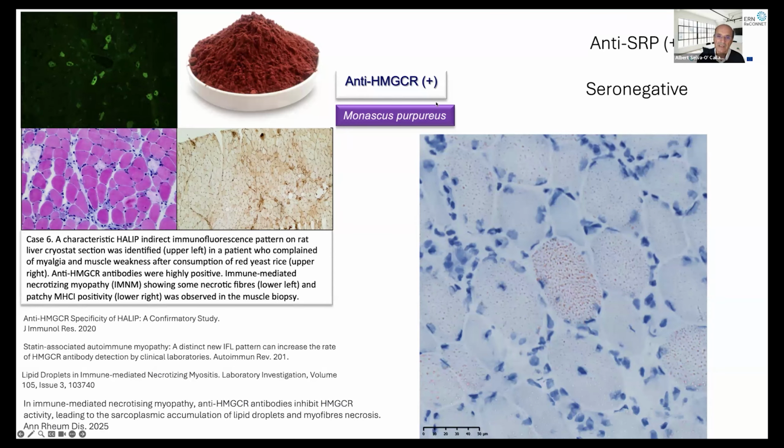Okay, so the antibodies identify different phenotypes, and we know, for example, for sure that patients with anti-HMGCR usually respond very well to intravenous immunoglobulin, not always anti-SRP, which sometimes needs to be treated with rituximab, mycophenolate, or other immunosuppressive treatments.